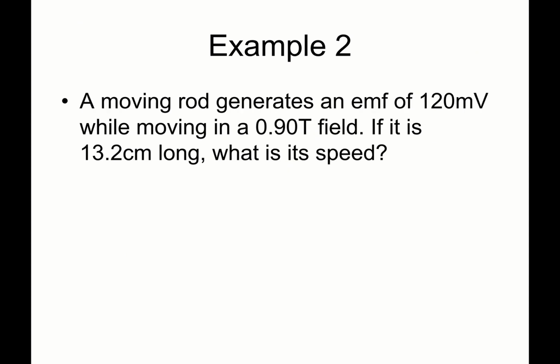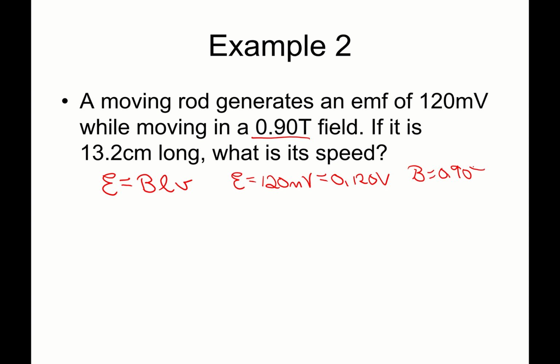Okay, let's do a problem where we have a moving rod. So for a moving rod, E equals BLV. And in this problem, they say we have an EMF of 120 millivolts. So that's 0.12 volts. Moving in a 0.9 Tesla field, so B is 0.90 Tesla. If it's 13.2 centimeters long, so that's L is 13.2 centimeters. I need to put that into meters, so 0.132 meters.